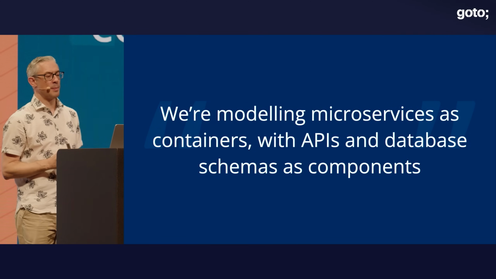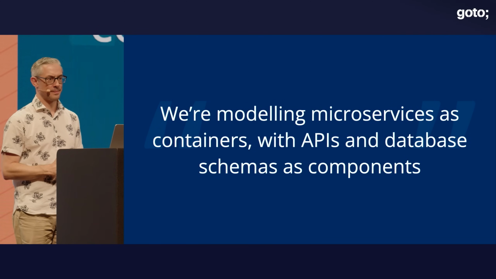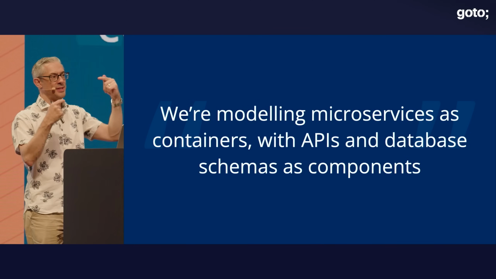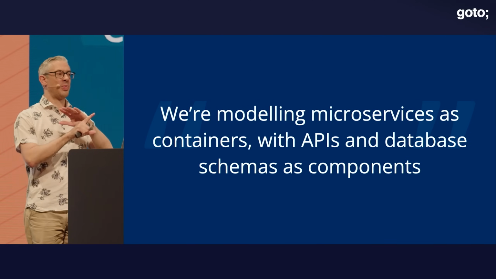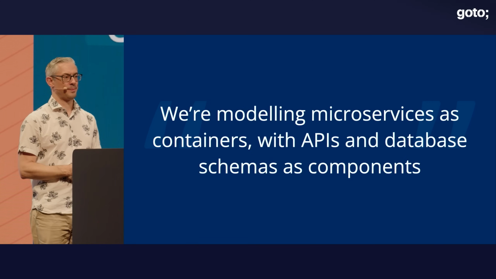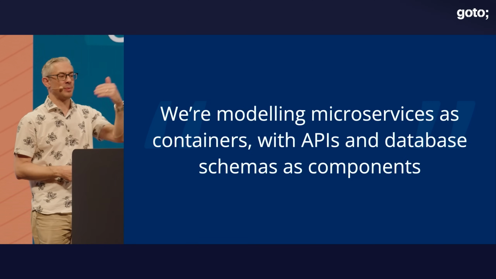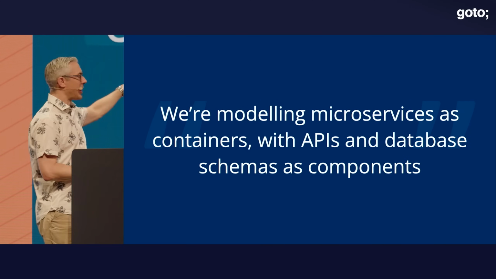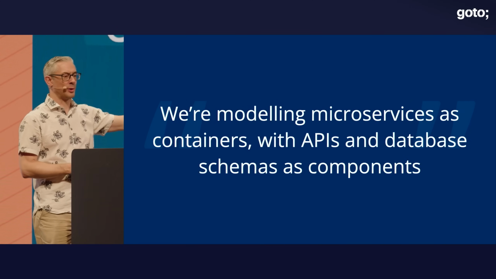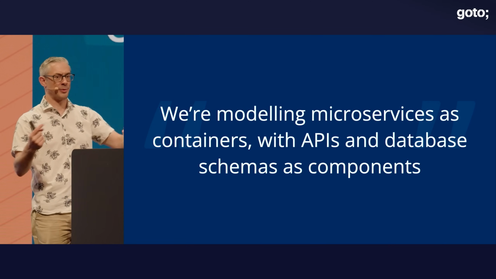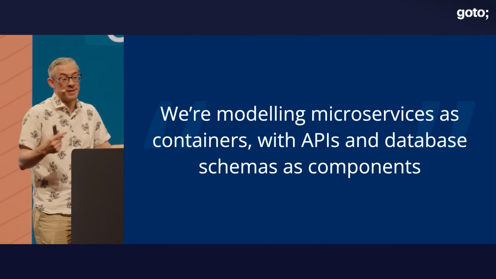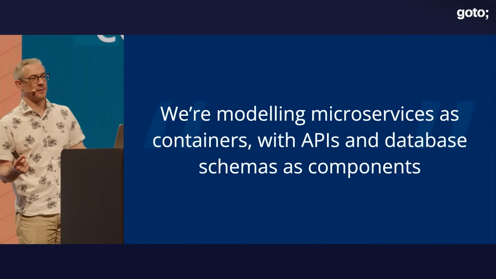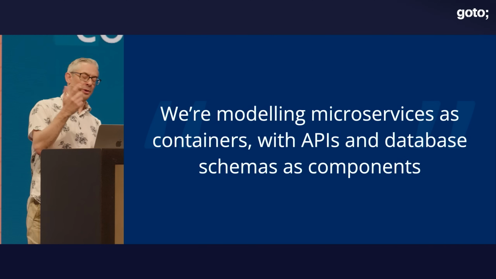I see some people saying this: we're modeling microservices as containers with APIs and database schemas as components inside those containers. That's the wrong way to do this. A C4 container is a separately deployable thing, a C4 component is not individually deployable, but we have APIs and database schemas, which are deployable things, being modeled as components, which are not deployable things. So there's a mismatch. What's happened here is somebody's dropped down too many levels of abstraction and now they're kind of stuck. So how do you model microservices?